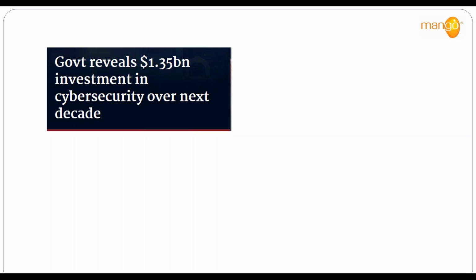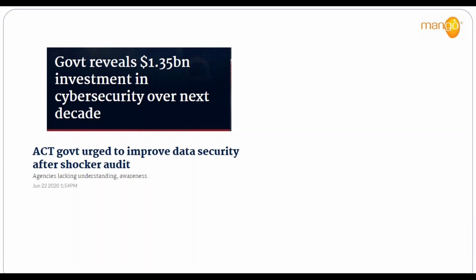Information security is a critical issue for you as a business, but as you can see there, government reveals 1.35 billion investment in cybersecurity over the next decade. That's the Australian government, because they've been under attack over the last month. I don't know if you realise, from an outside country. They're not naming who it is, but cybersecurity is big at the moment.